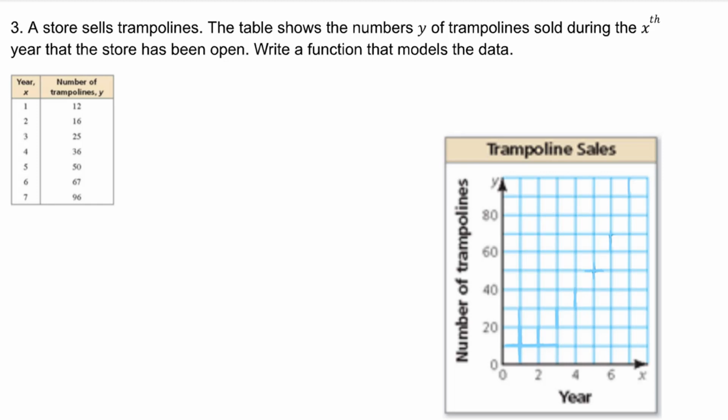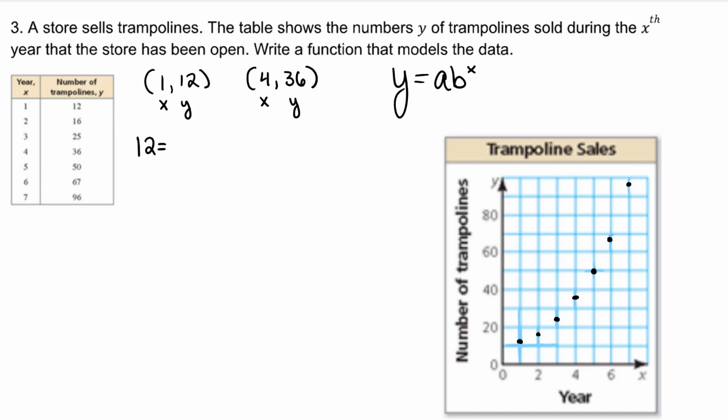Begin by making a scatter plot of the data. The data does appear exponential, so choose any 2 points to write a model, such as (1, 12) and (4, 36). Now plug them into your exponential functions and use substitution to solve for a and b.